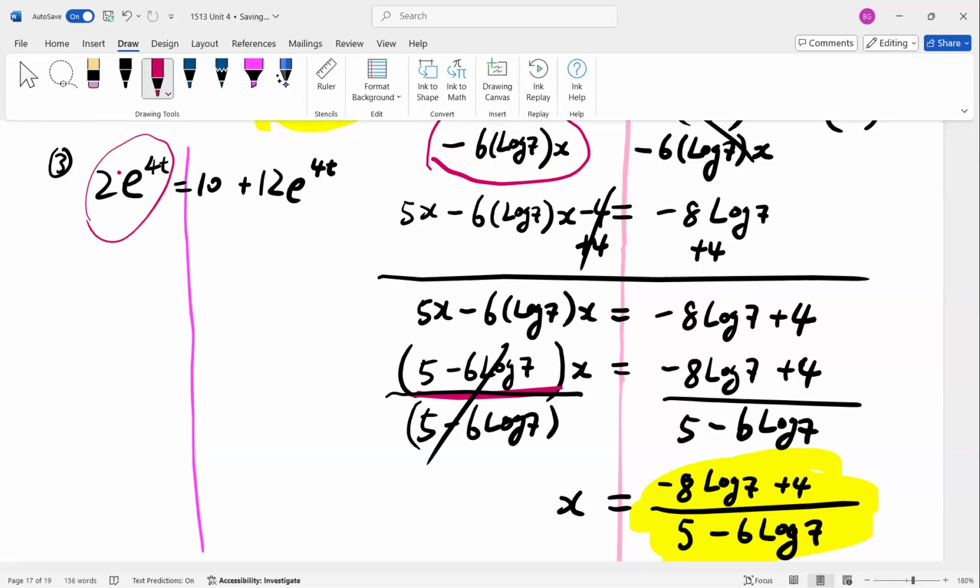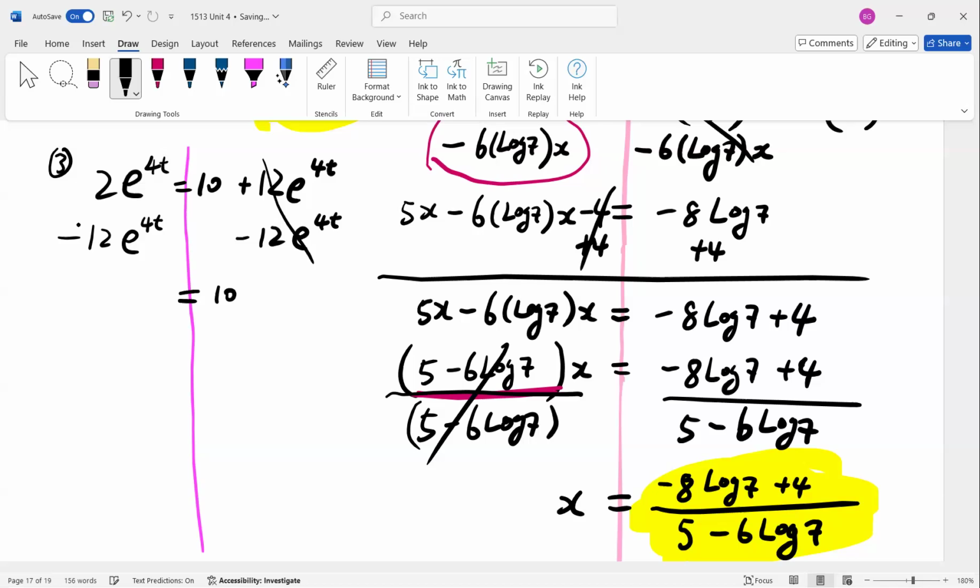This term and this term should be collected and combined. To do that, we can subtract 12 e to the power 4t from both sides. Minus 12 e to the power 4t cancels on the right side. On the right side now, we only have 10.